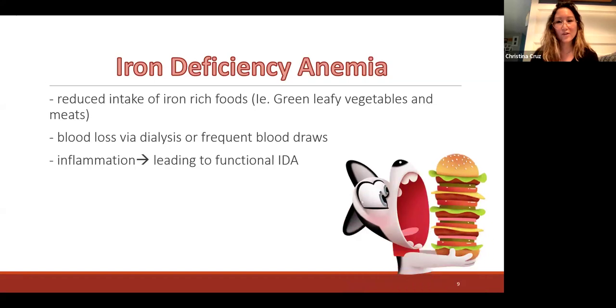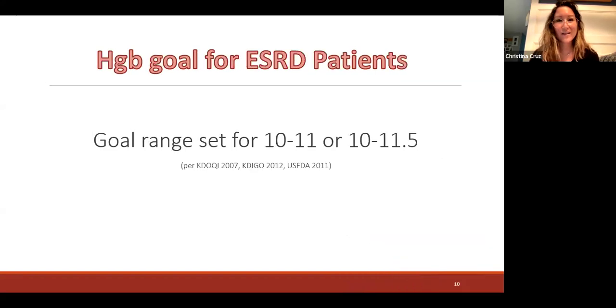And Giacomo is making sure that he gets plenty of iron-rich foods. Good job, Giacomo.